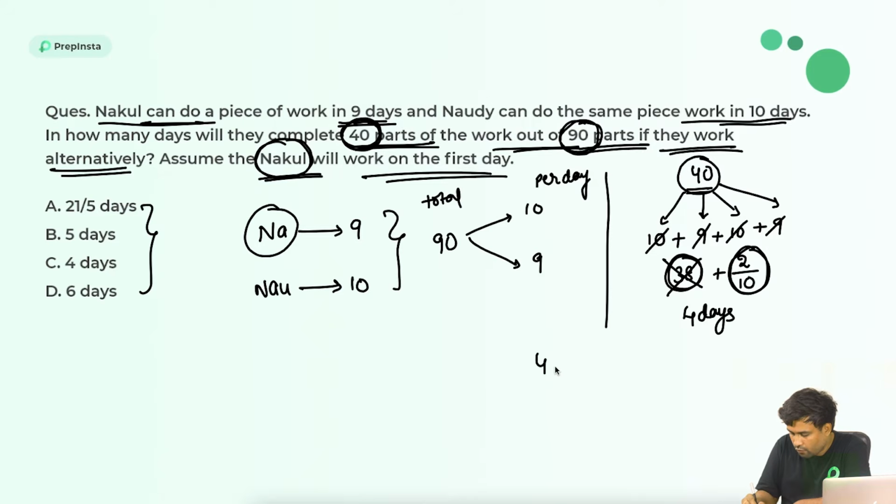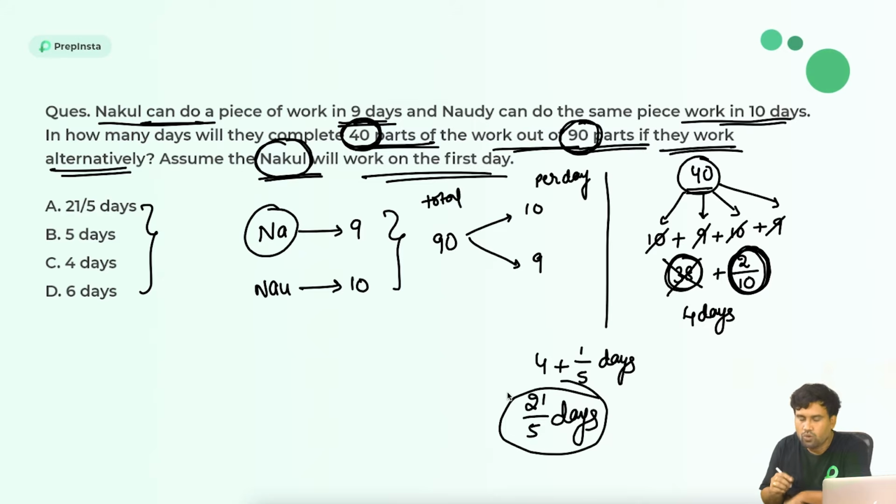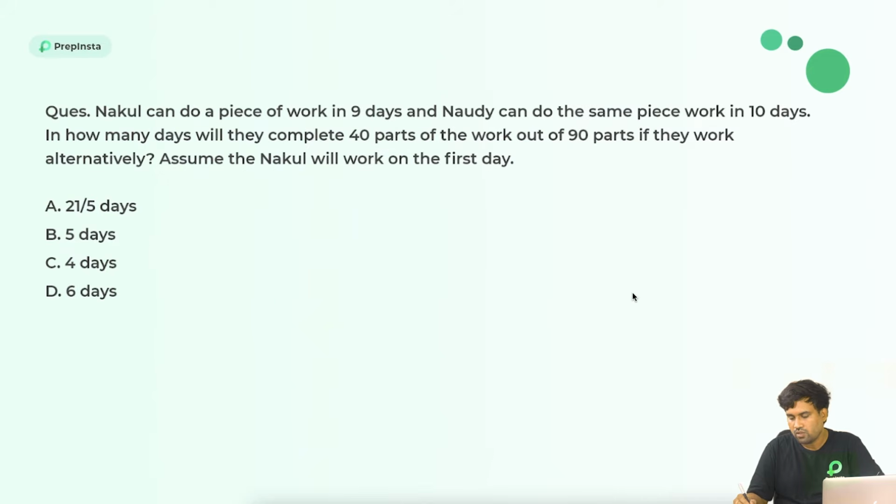So the answer will be 4 days plus the last work, 2 unit work. Time taken is just 2 by 10, which is nothing but 1 by 5 days. So 4 plus 1 by 5 is nothing but 21 by 5 days. So this is how you have to do it. When they have given alternate work methodology related problems, always go with the LCM method so that you can easily assume and you will get the answer. So option A is correct for this particular problem.